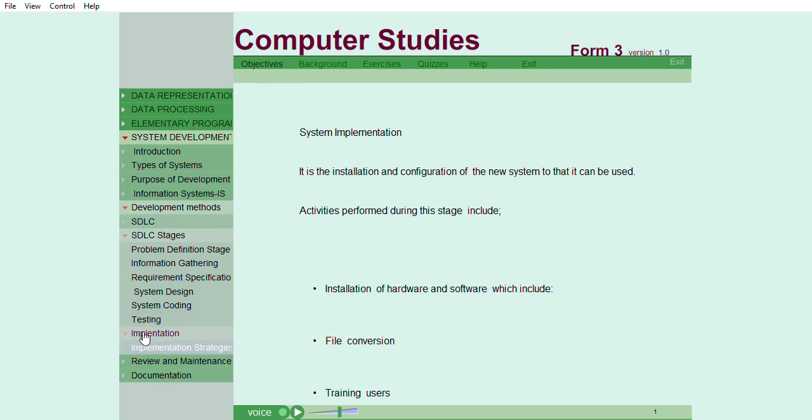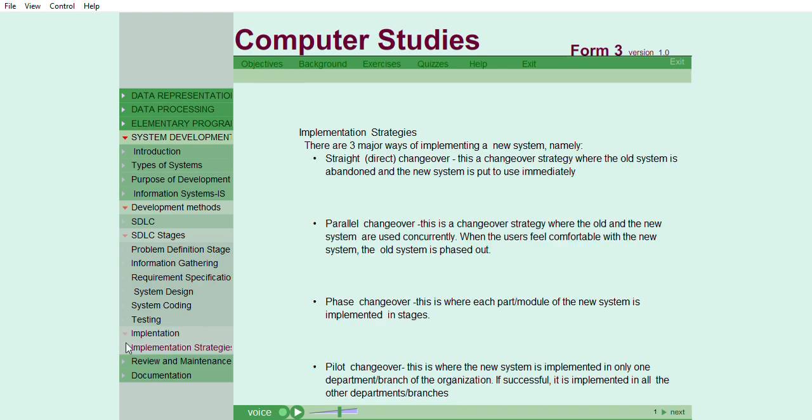Implementation. It is the installation and configuration of the new system so that it can be used. Activities performed during this stage include installation of hardware and software, which include file conversion and training users. Implementation strategies. There are three major ways of implementing a new system, namely straight or direct changeover.